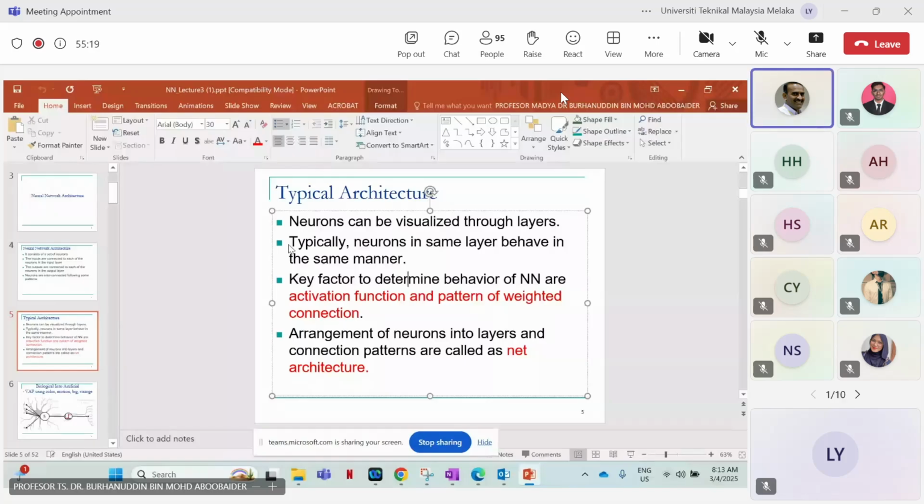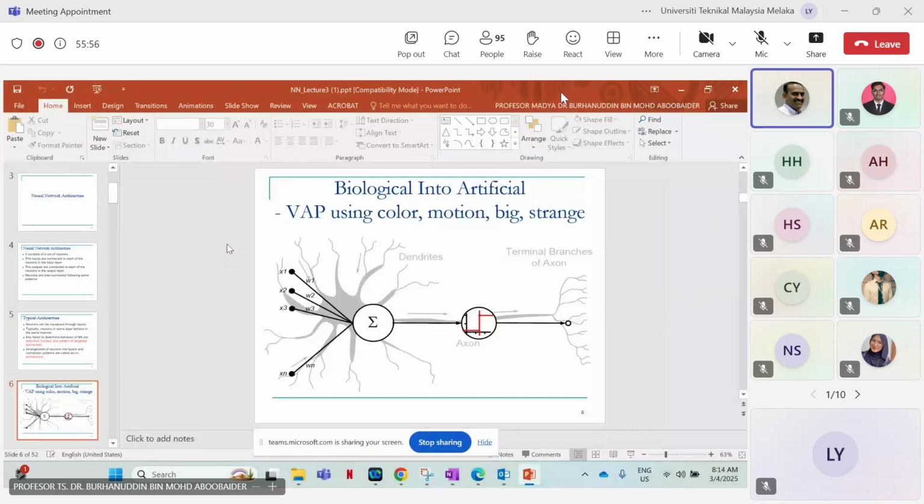Okay, and then the key factors to determine the behavior of a neural network are the activation function and the pattern of weighted connections. The arrangement of neurons into layers and the connection patterns are called the network architecture. So you can see we are trying to mimic how the neuron in humans works, and we are trying to use mathematics to represent it. Here we have combined the artificial neuron and the biological neuron. In the biological neuron, there are many dendrites, body, axon, and so on. We can represent these inputs as x1, x2, x3, x4 up to xn. Every input has its respective weight: weight 1, weight 2, weight 3, up to weight n.